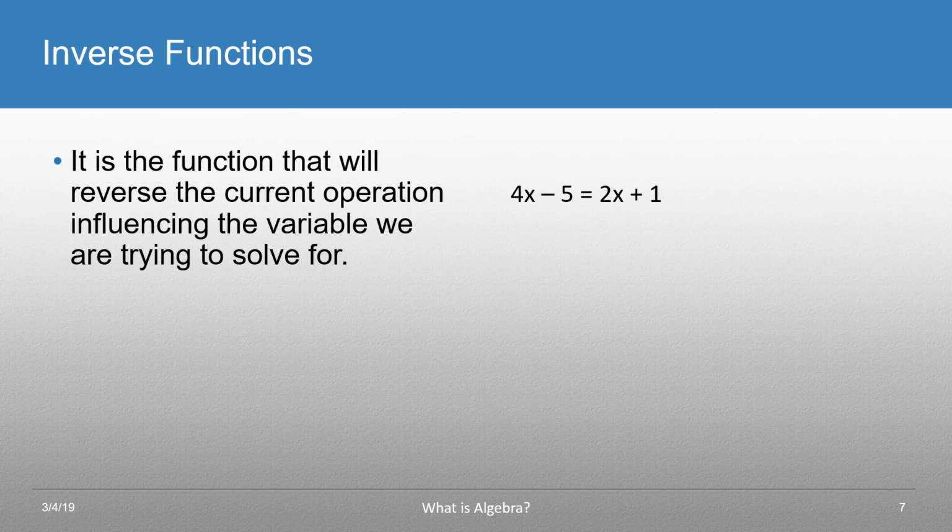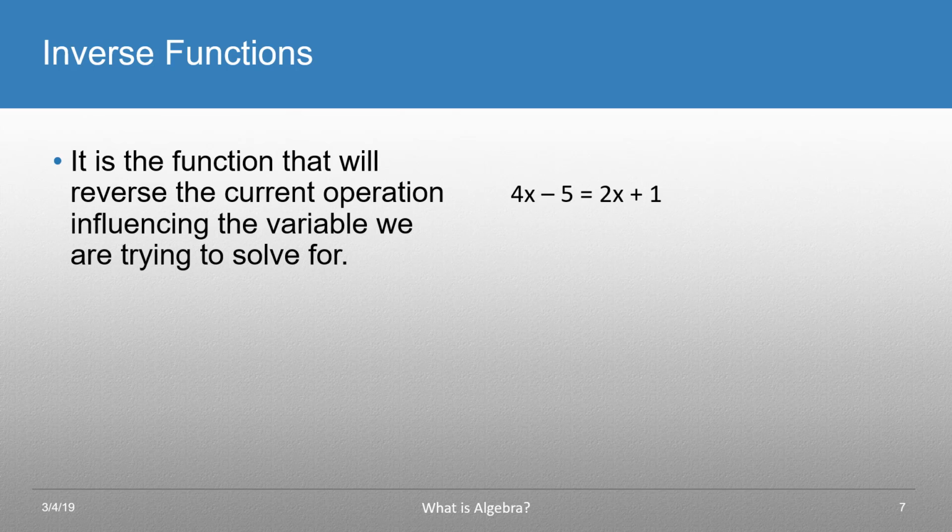4x minus 5 equals 2x plus 1. So ultimately what we're trying to do is we're trying to get all of our x's together on one side of the equation and all of our numbers on the other side of the equation. So there's a lot of different things that I can do here, but let's start with the constants, the 5 and the 1. So from the outset, I want to solve for the x on the left side. So I'm going to try to move the 5 to the other side of the equation.